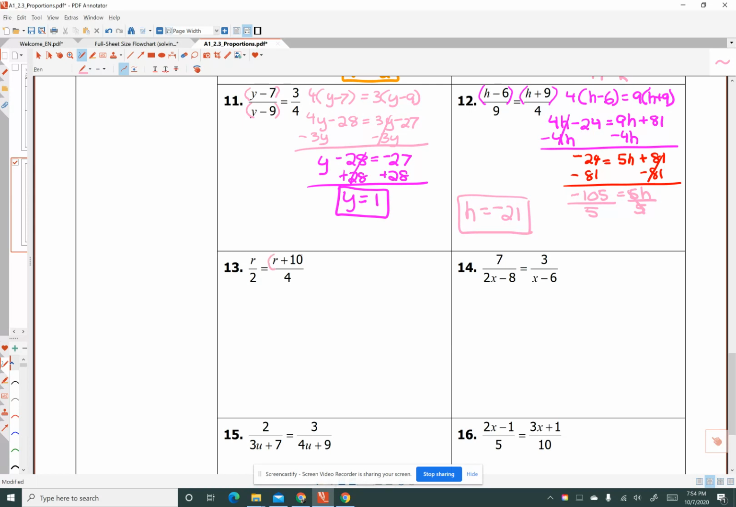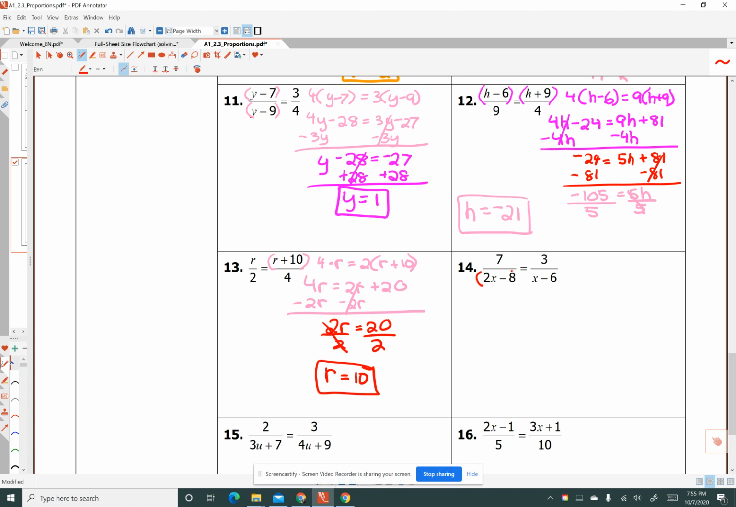Let's group the r plus 10 in the numerator, and I'll start out with 4 times r, which will be 4r, equals 2 times the quantity of r plus 10. That gives me 4r equals 2r plus 20. I'm going to subtract 2r from each side of the equation. And that will give me 2r on the left equals 20. Divide both sides of the equation by 2, and r equals 10.